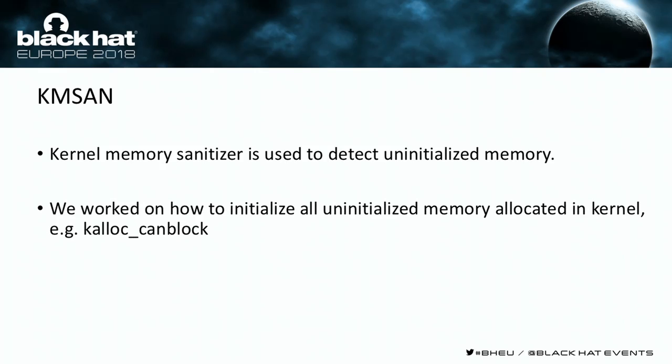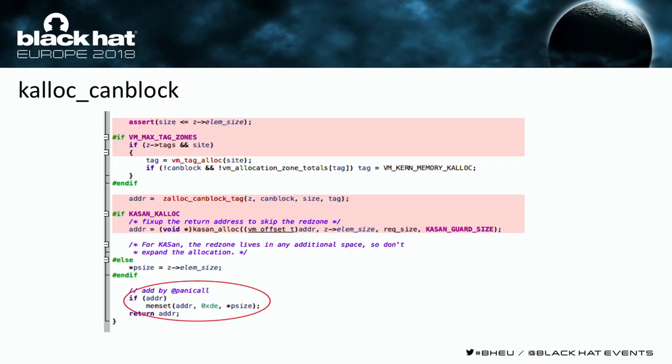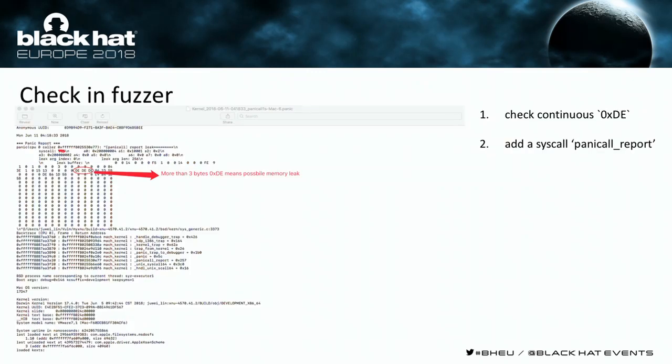What we need to do is initialize all the uninitialized memory. For example, in the kalloc block, you just need to add a memset at the end of this function. As for me, I memset all the newly allocated heap memory to the value 0xDE bytes. So let's see an example.